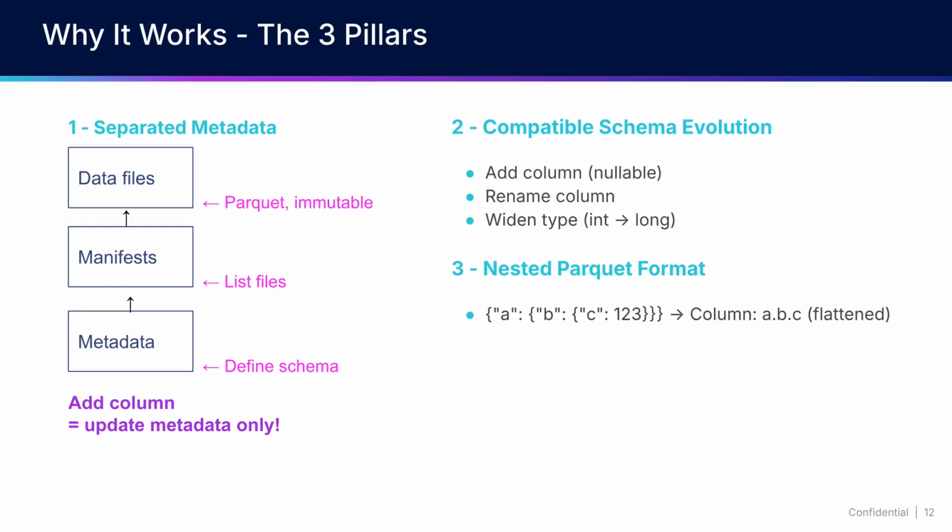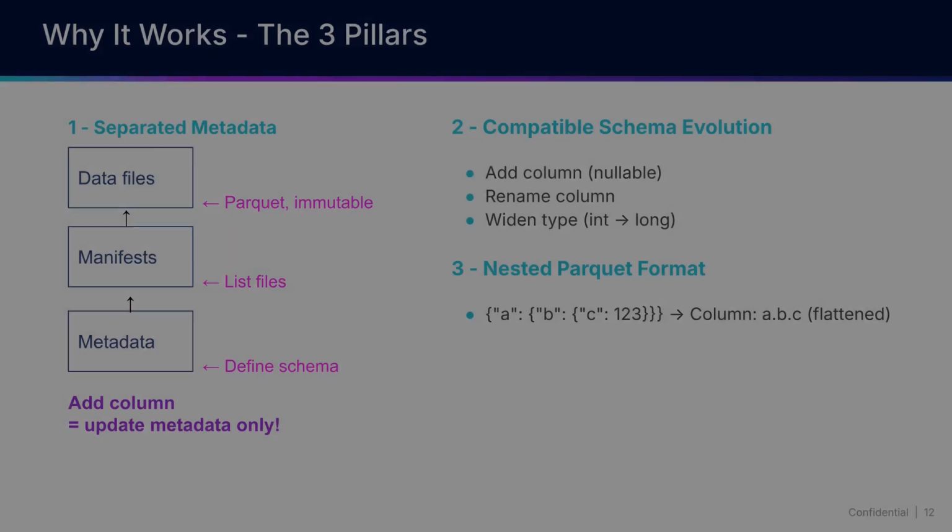2. Schema evolution is built into the Iceberg spec. Add a nullable column? Supported. Rename with an alias? Supported. Widen a type? Int to long? Supported. 3. Parquet format natively handles nested structures. A JSON nested 5 levels deep becomes flattened columns for querying, but stored efficiently.